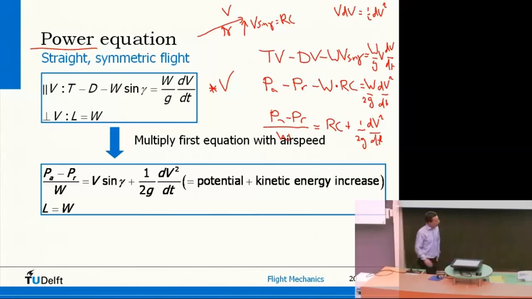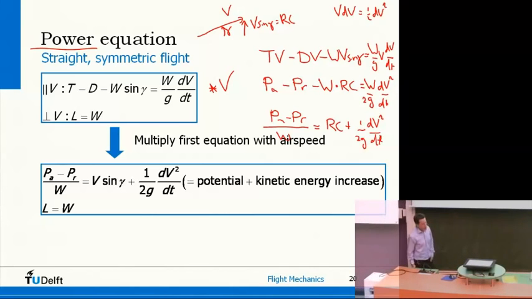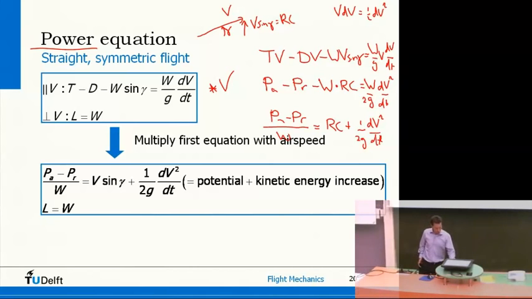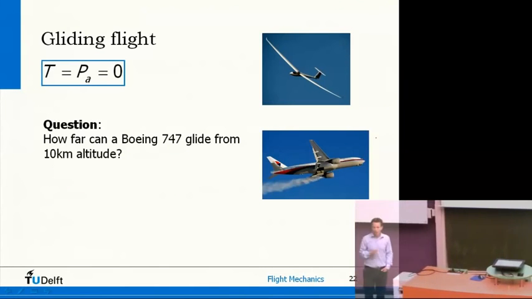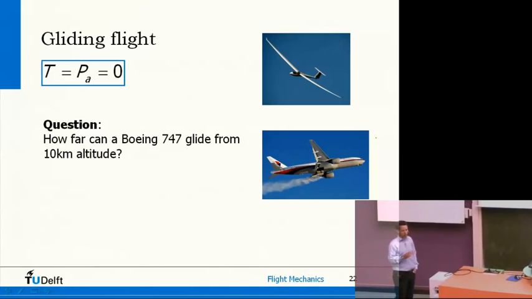So before the break, let's have a look at gliding flight. Now gliding flight, of course, is one of these two scenarios. You could be in a glider. In that case, it's pretty obvious that you don't have thrust, so you'll be gliding. Or you can consider the case where you have an engine failure.